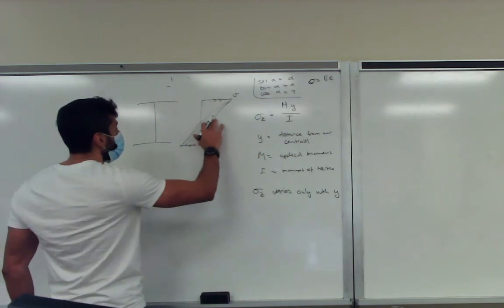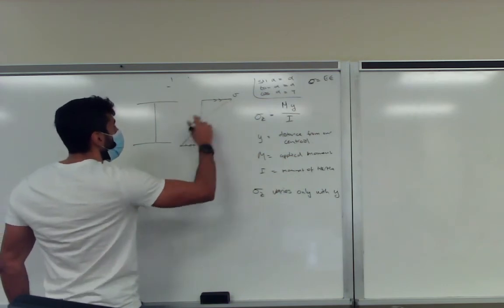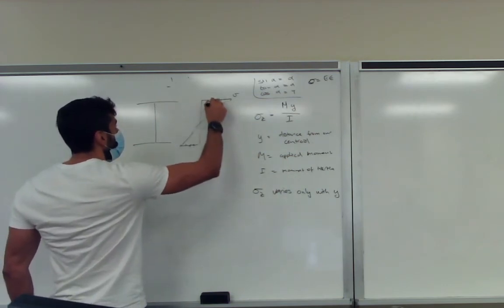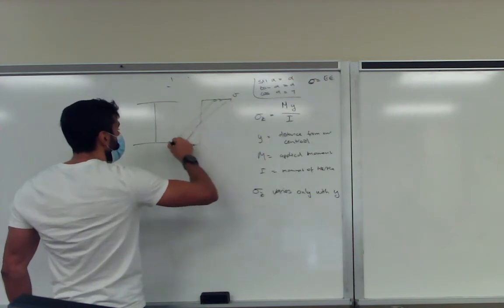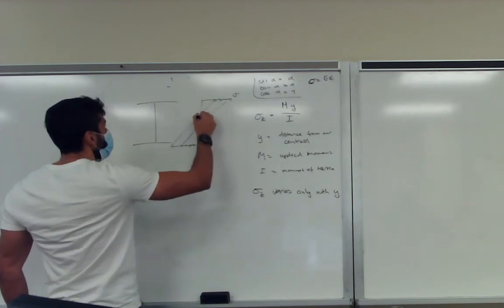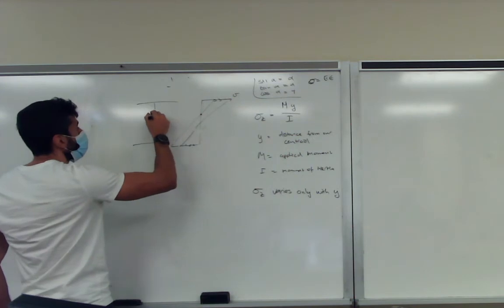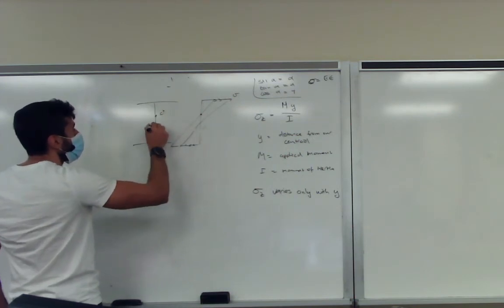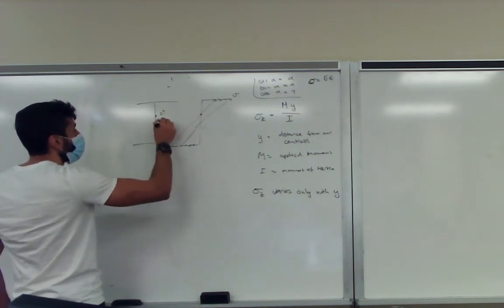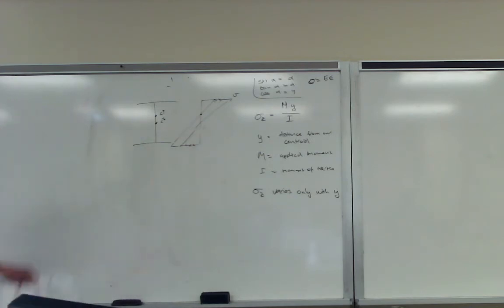Actually, for a T section, we'll go like this, because this goes through the centroid. So in the case of a T section, it will be a CT, and this will be a CI. So we know immediately we can say something about our stresses.